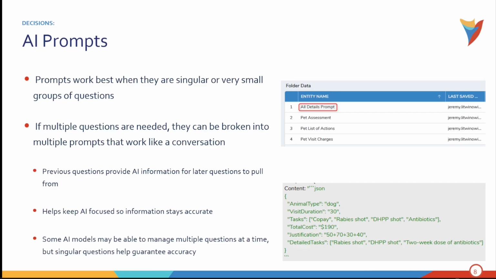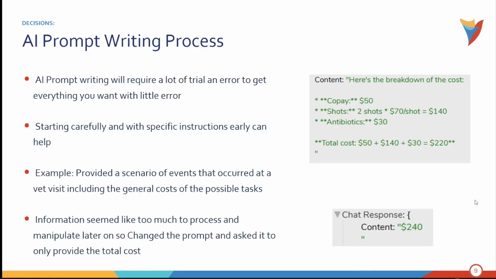But when that information was spread out across three separate prompts, all of the separate pieces of information were right. One gave the type and the duration, one gave the information from tasks to justification and all of that, and then one was just giving the detailed tasks. And all of that information was spot on when they were singular. But when they're in the group, there tend to be some inaccuracies. So you may want to consider that when you're utilizing AI as well.